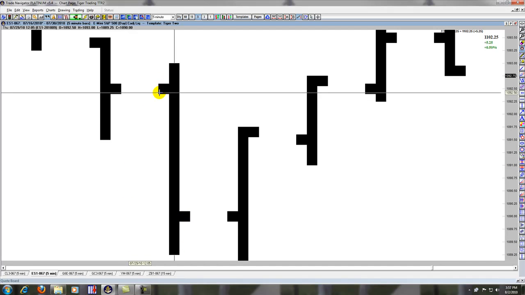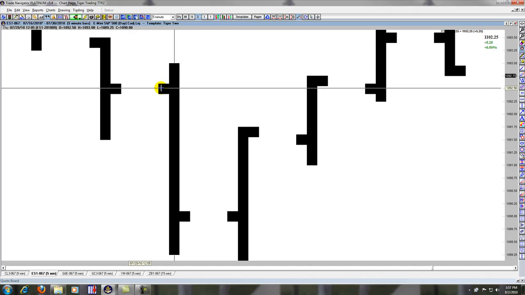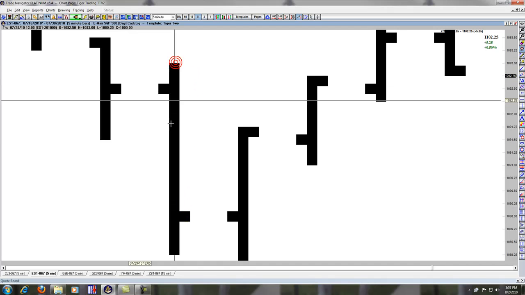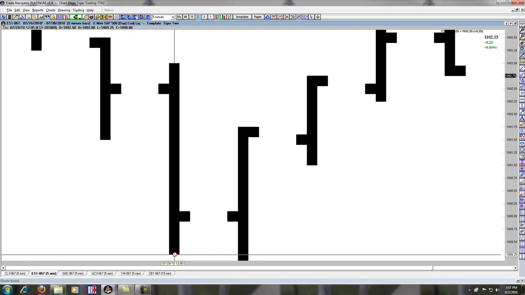So once again, we have the open of the bar over here on the left hand notch. You have the close on the right hand notch, and you have the high here, and then you have the low of the bar over here.